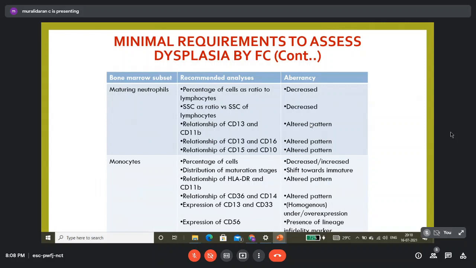For monocytes, we can have a relation of HLA-DR with CD11B where we have an altered pattern, and the maturation pattern can also be somewhat immature, and expression can be increased or markedly decreased, or the presence of a new marker or another infidelity marker like CD56 expression can be seen in the monocytic series.